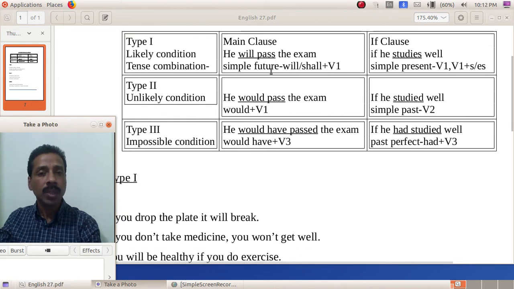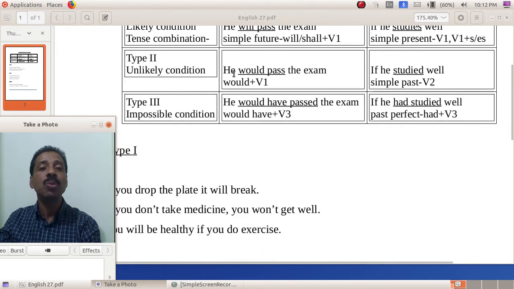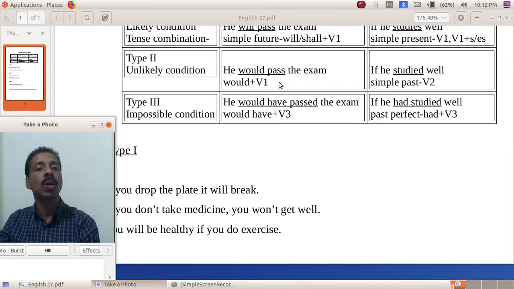Okay, then when do we use type 2 conditional clause, or what's the meaning of this clause, or why do we use a sentence in type 2 conditional clause? So if he studied well, he would pass the examination, or he would pass the examination if he studied well. Here also it is possible to begin either with the main clause or with the if clause. Then what's the difference, or when do we use type 2 conditional clause?